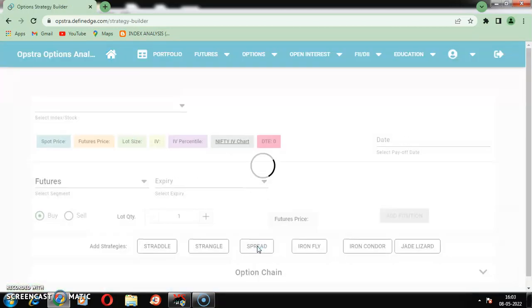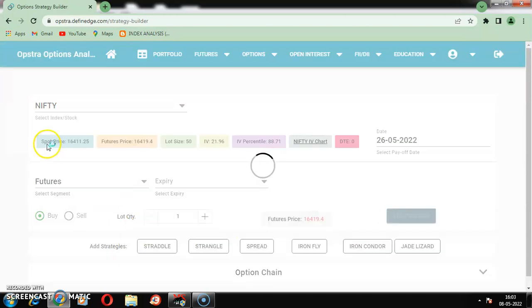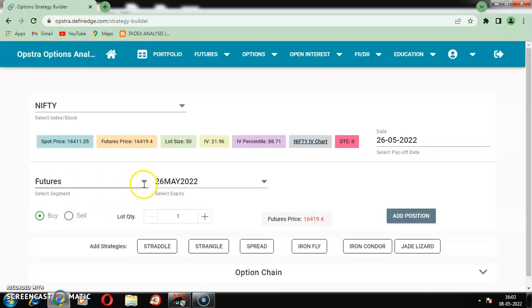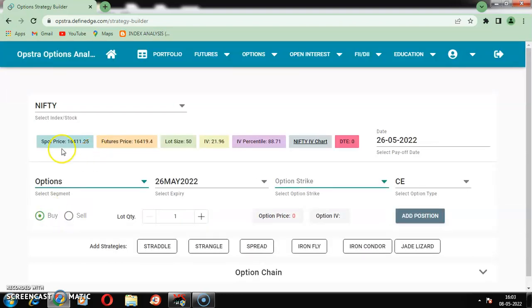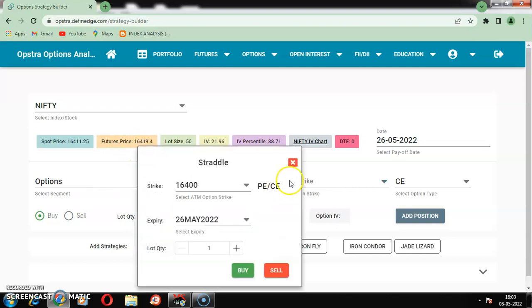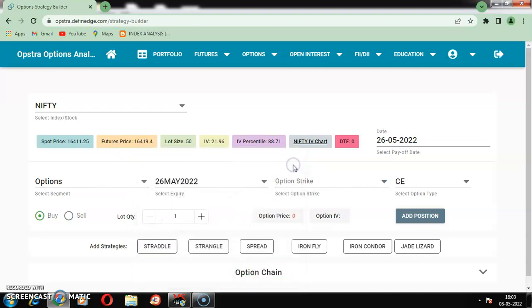Once it starts, you see Nifty. Click to come to the options portion. Now the Nifty spot price is 16,401 and the future price is 16,419. So we can say 16,400 is the ATM price, the nearest price.